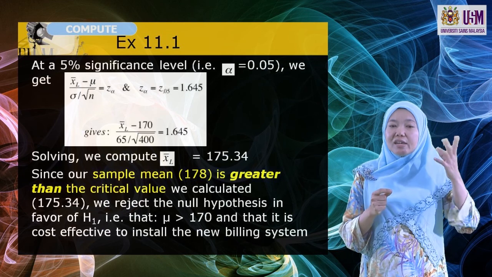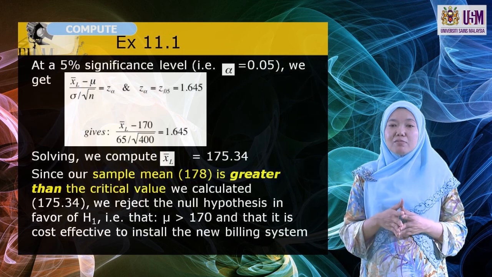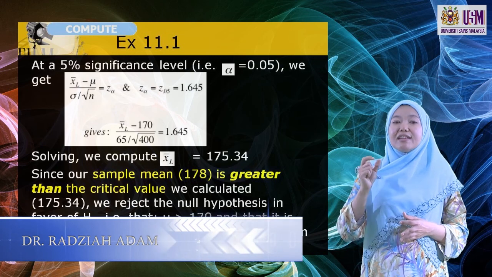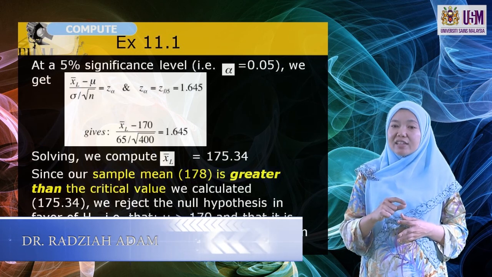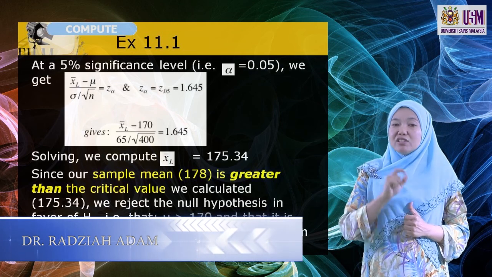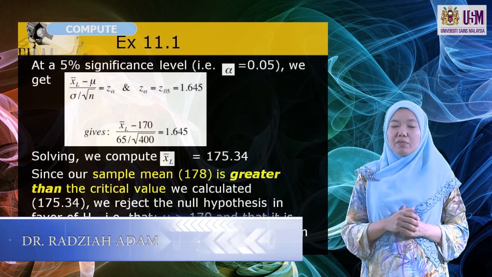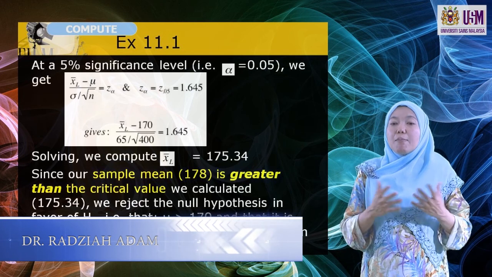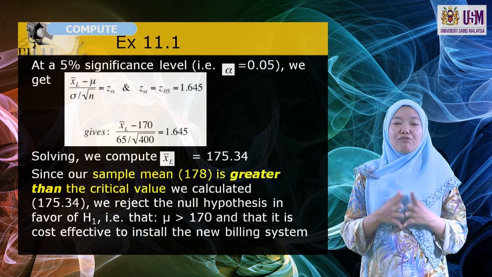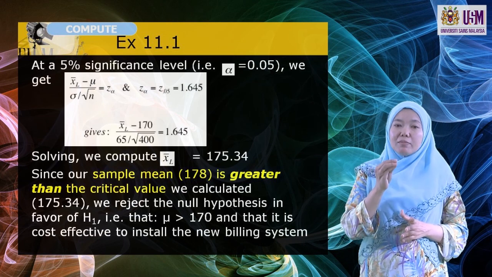So bear in mind, your sample mean is 178. So the sample mean 178 is definitely greater than the critical value that you calculated just now at 175.34. So the decision is you reject the null hypothesis in favor of H1. So what you're saying is that mu is greater than 170, then it is cost effective to install the new billing system.